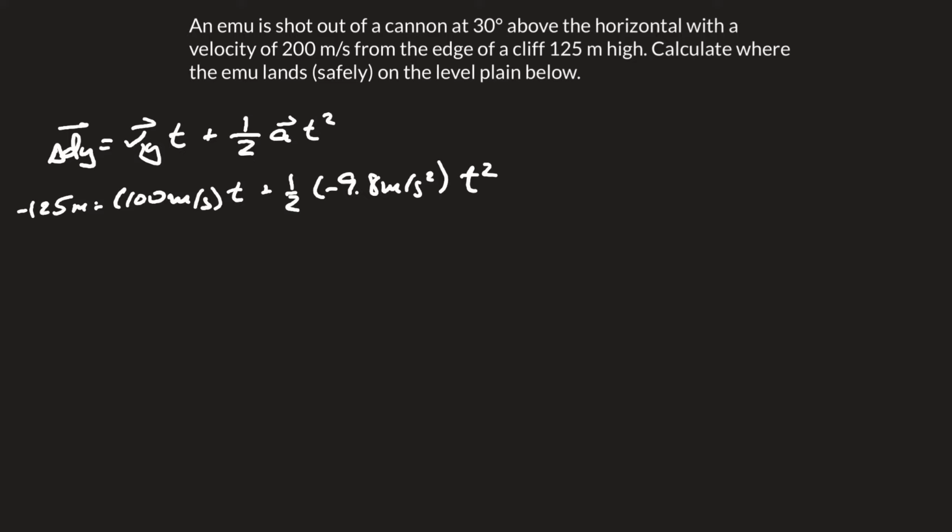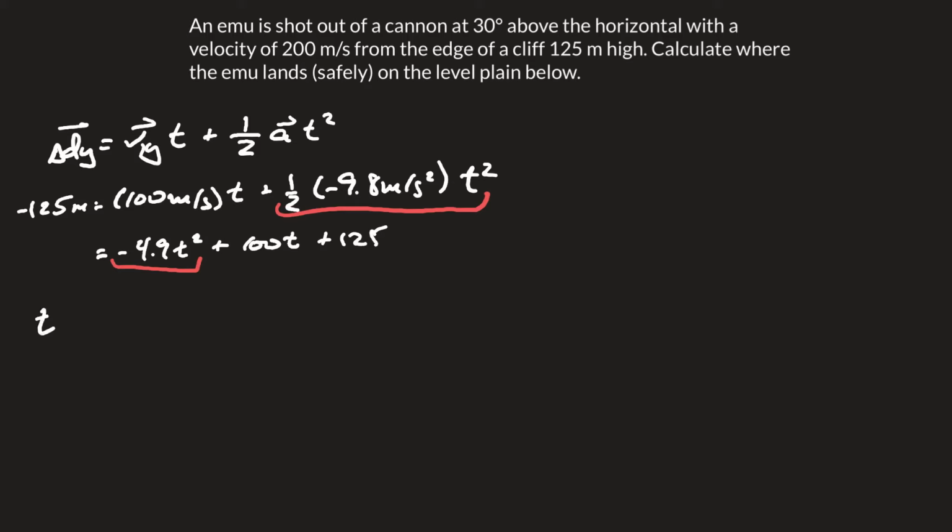So if I rearrange this a little bit so that it is in the form ax squared plus bx plus c, I'm left with negative 4.9, and I'm going to omit the units just for a little bit of clarity here, t squared plus 100t plus 125. Of course this is this part here, I've just simplified it a little bit. Based on what we have, you can try to factor this, but it's not going to work out nicely, so we're going to use the quadratic formula.